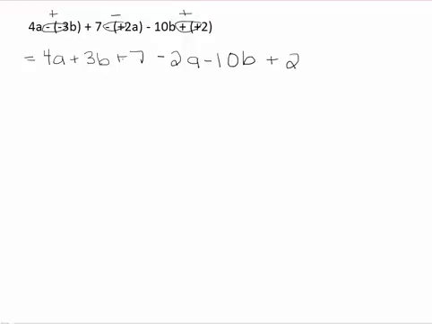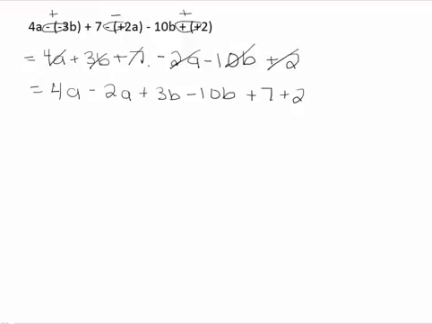Now we move on to our second step, which is grouping the like terms by their variable coefficients. We have a's, b's, and numbers. Let's group the a's together: 4a minus 2a. Let's group our b's together: 3b minus 10b. And then finally we group our numbers together: plus 7 and plus 2.